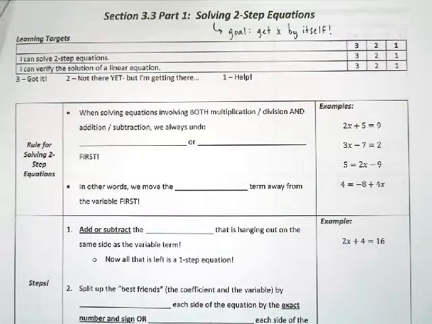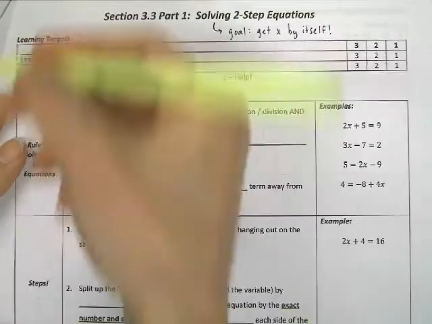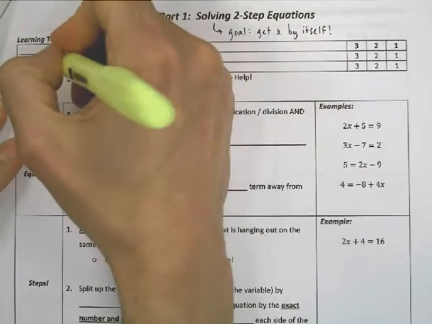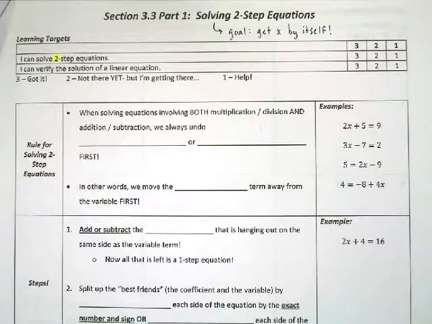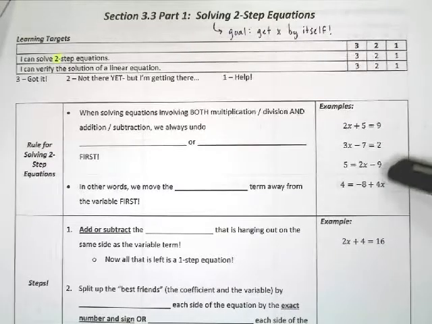So now the equations that we're going to start working on today are called two-step equations. So obviously they're going to be a little more complex. But if you look at the targets, the only thing that changed is that now instead of one step, we're looking at two-step equations. So we're still solving and we're still going to be verifying our solution, right? To us, that really means checking our answer when we're done to make sure we've got the right answer.